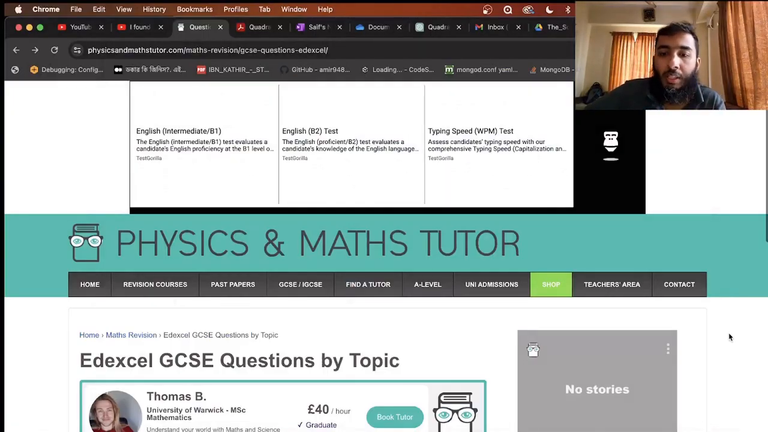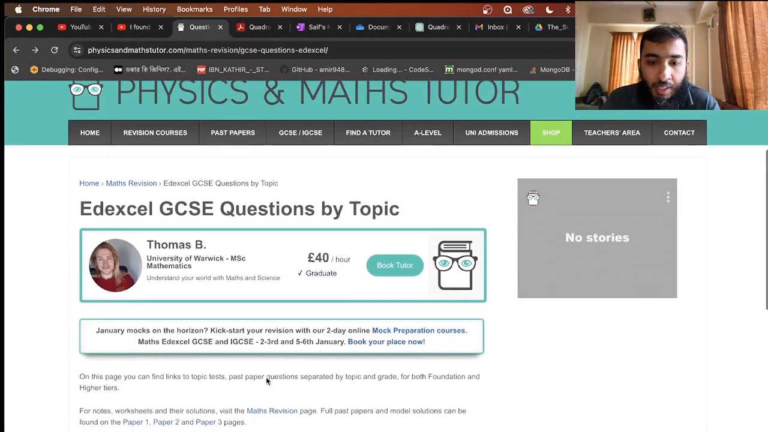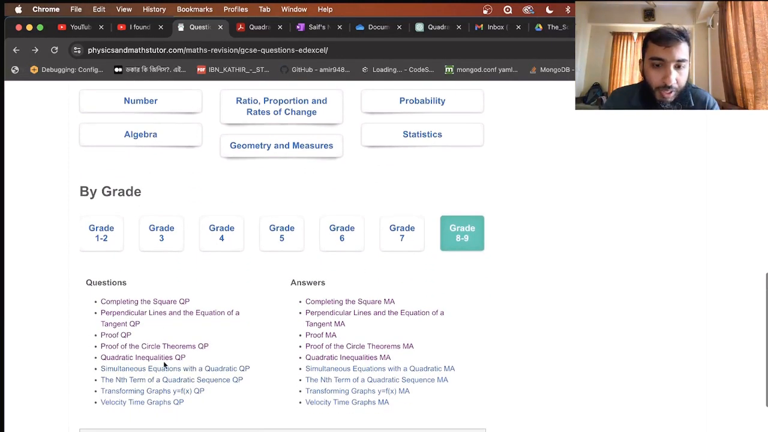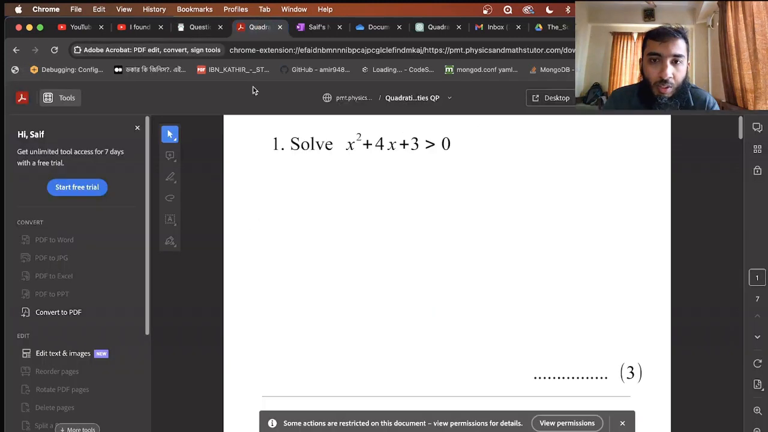If you go to the website Physics and Maths Tutor and scroll down to grade 8 and 9 and look at this problem, quadratic inequalities, open it in a new tab. I've already opened that in a new tab. If you look at the first problem, first you have to understand what a quadratic inequality is. It's basically an inequality equation that you have to solve. For example, in the first problem, you have to solve x squared plus 4x plus 3 is greater than 0. So how can you solve this inequality?